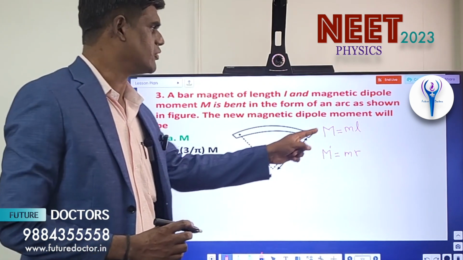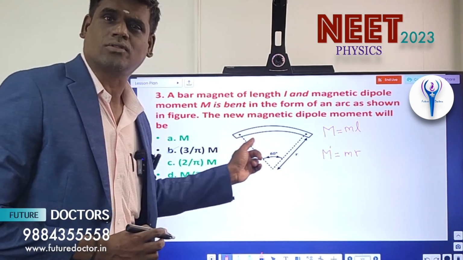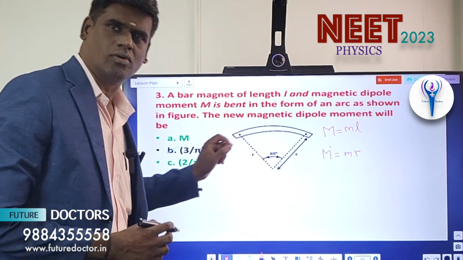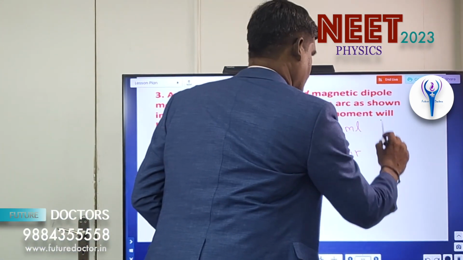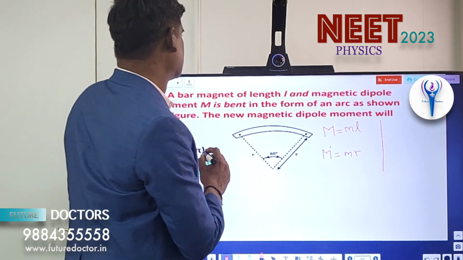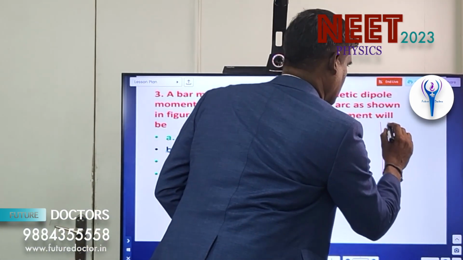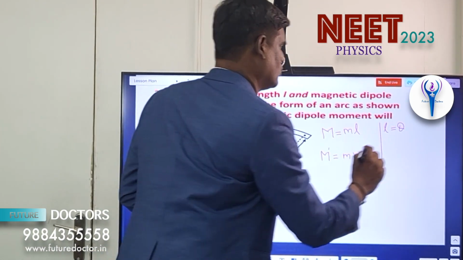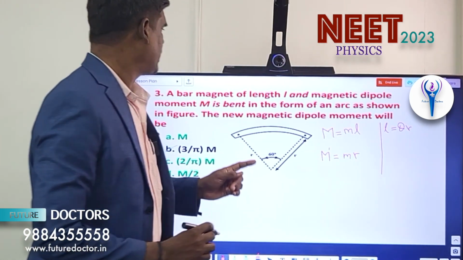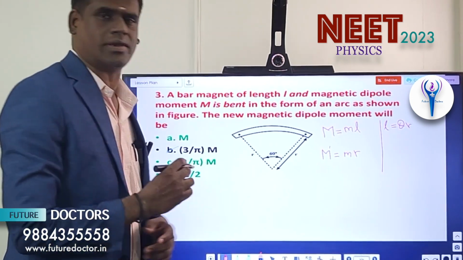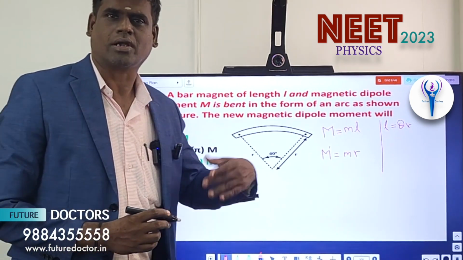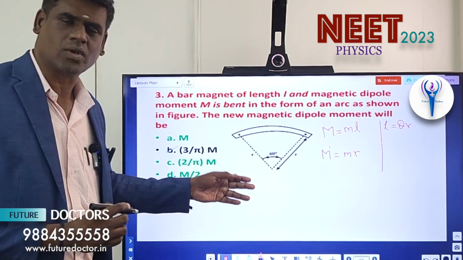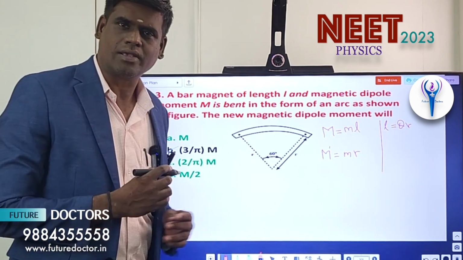Then what is the relation between R and L? You know the formula: length of an arc equal to angle into radius. Length of the arc is given as small l only, so we'll use small l. l equal to angle theta into radius. Theta is given as 60 degree. Degree we want to convert into SI unit. What's the SI unit of angle? The SI unit of angle is radian.